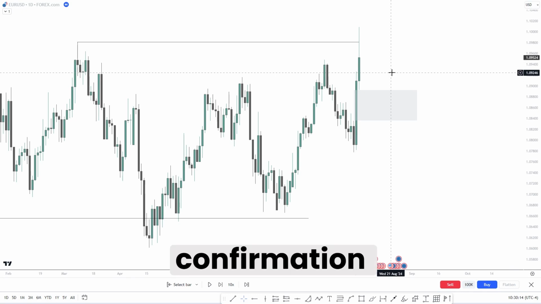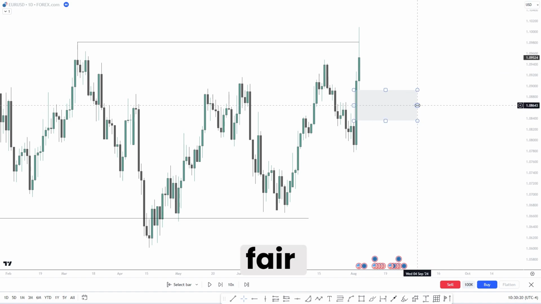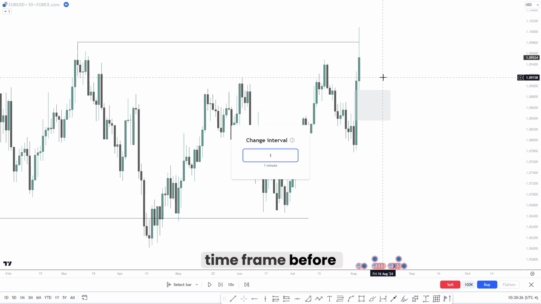Once that confirmation is there and we see that, that's when we are going to trade towards the fair value gap. So I have this fair value gap marked and I would expect the market to come back lower, but let me first go into a low time frame before actually confirming that price is coming lower. So I'll go to the 1 hour in this case. If you are looking at an M15 and you are expecting price to go to an M15 fair value gap, then your low time frame is going to be M1, and it differs for every single time frame.